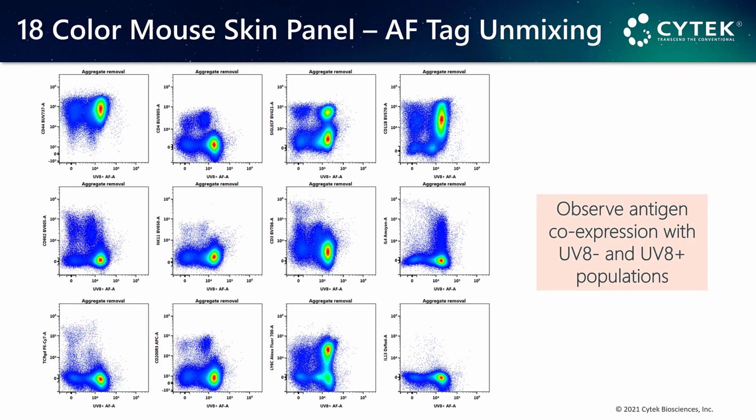When it comes to our analysis with these new tags, the new AF tags can be used for analysis in conjunction with other fluorochromes in an assay such that the antigen co-expression with the discrete AF population can be determined. Note where the UV8 medium intensity cells co-express CD90.2, or where the UV8 bright cells co-express CD11b, and that the IL4 expression is limited exclusively to those UV8 high autofluorescence cells.